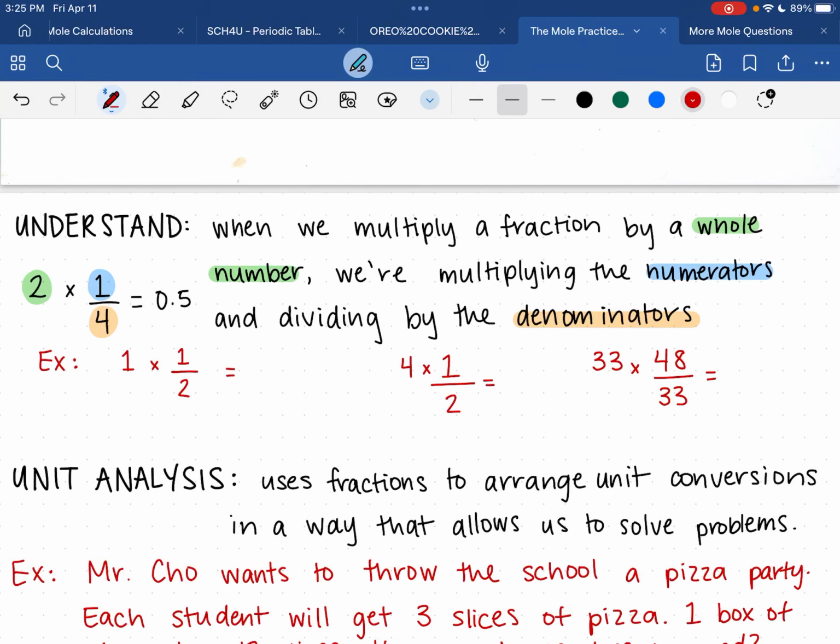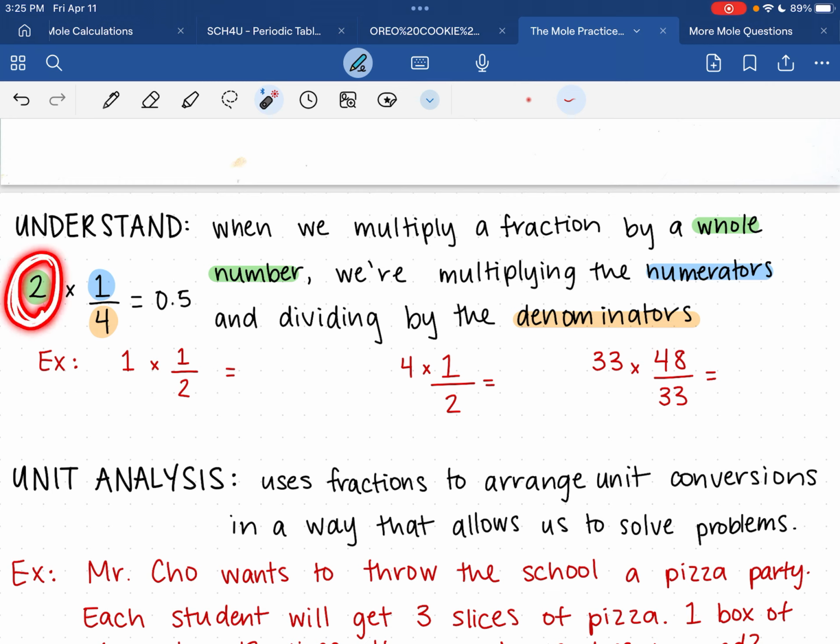So, since we've been doing unit analysis in chemistry, I'm just making a video here to show you how it works. So, the first thing you need to understand is that unit analysis goes off of how fractions work. So, basically, what we need to understand is that we're multiplying a whole number.